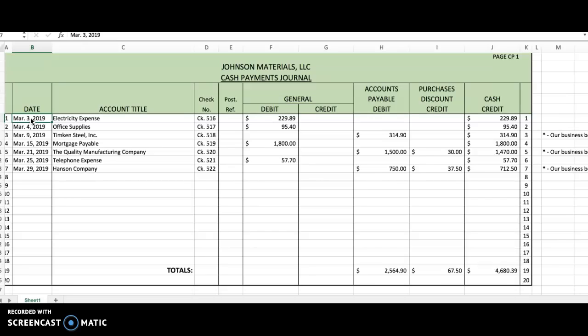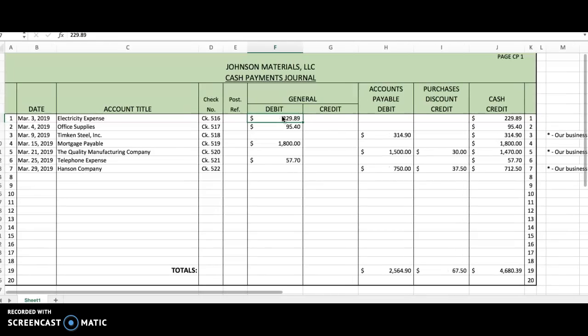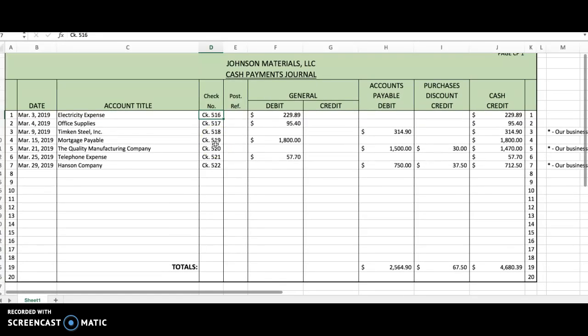March 3rd, we're paying an expense, electricity expense. This, as you see, does not have its own special column in this journal, so we have to use the general debit. So we, as we have done in the past, debit an expense account when we pay it, and we credit cash. The source document is a check number column, and in almost every case, the source document will be a check. So check 516 is our source document. We're not going to worry about posting just yet.